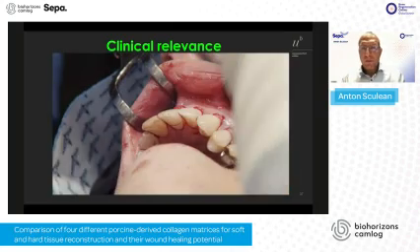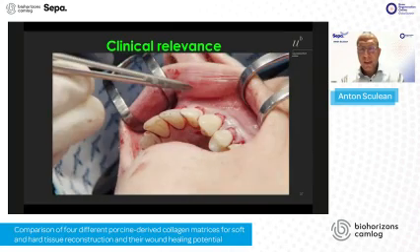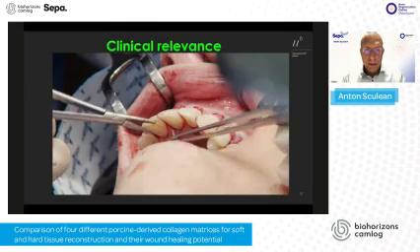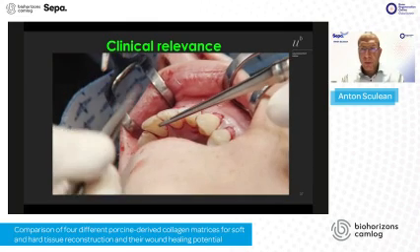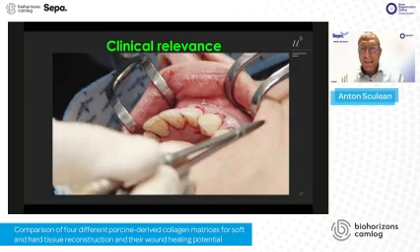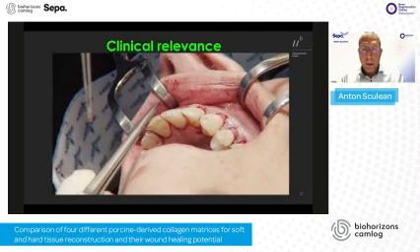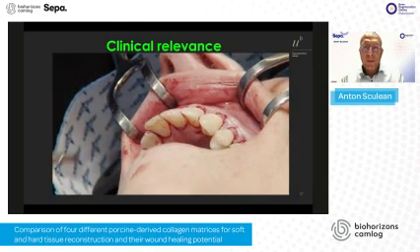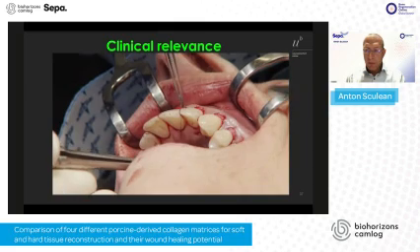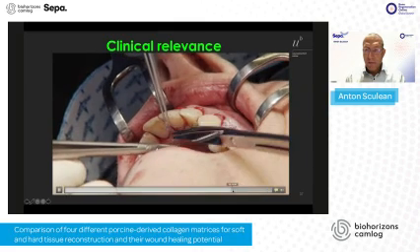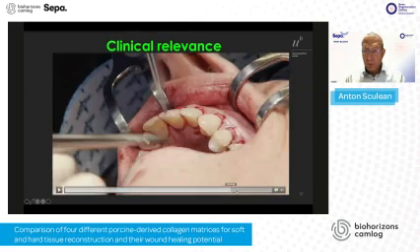Of course, we need to stabilize it, and I can tell you that I have worked with many matrices, but the problem with many matrices is that once they absorb the blood, you cannot suture. And probably many clinicians would agree with me. And that's why I think that not only the biologic property is important, but also the clinical handling is very important. And this is a very, very important point to be stressed.